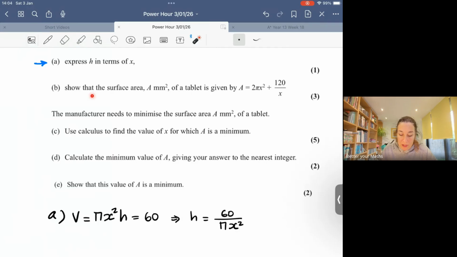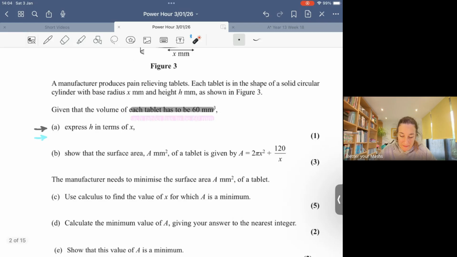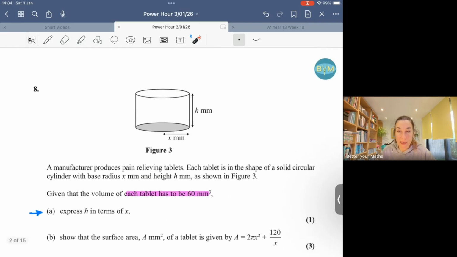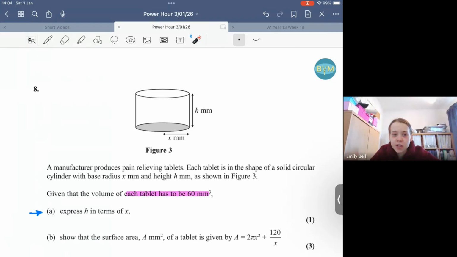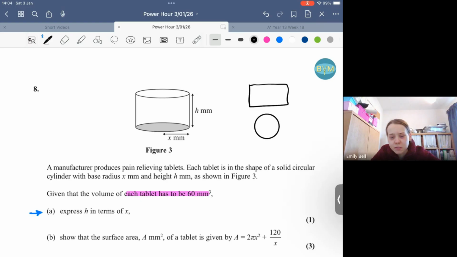Now, we have to show that the surface area, which we're going to call A, of a tablet is given by this expression here. How am I going to find the surface area of the tablet? Who remembers how to find the surface area? Emily, tell me. Can you break it down into the shapes? So you've got 2 circles on the top, find the area of that, and then you've got a rectangle to find the area of. Exactly.